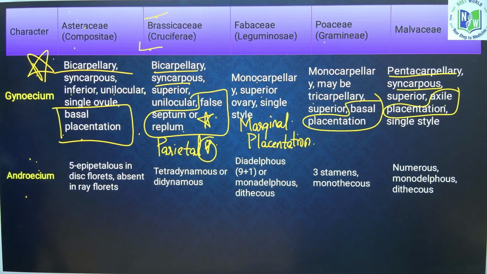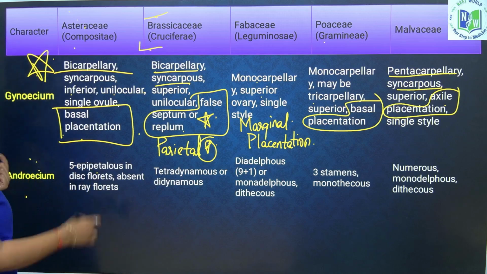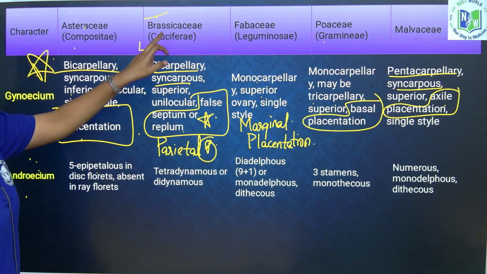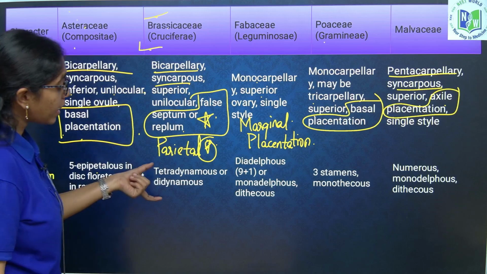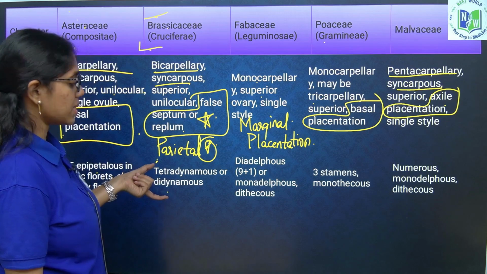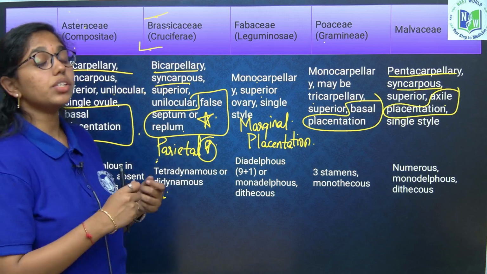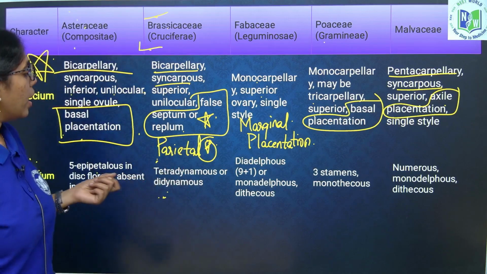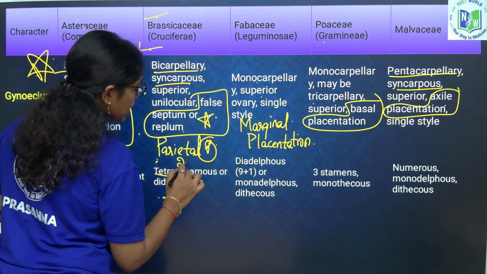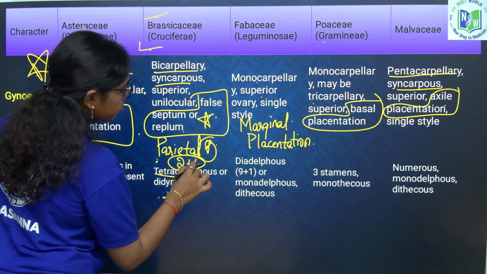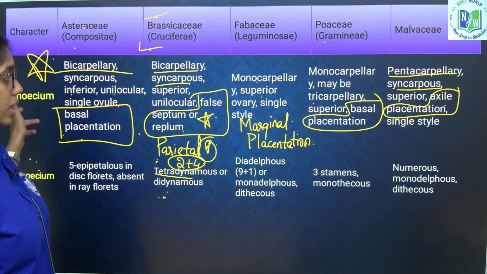Next, androecium. Epipetalous means the stamens are connected to the corolla, as in Asteraceae. In Brassicaceae it is the tetradynamous condition, wherein you will see variation in the length of filaments. Tetradynamous is the 2+4 condition that we have observed in the floral diagram in our NCERT just now.